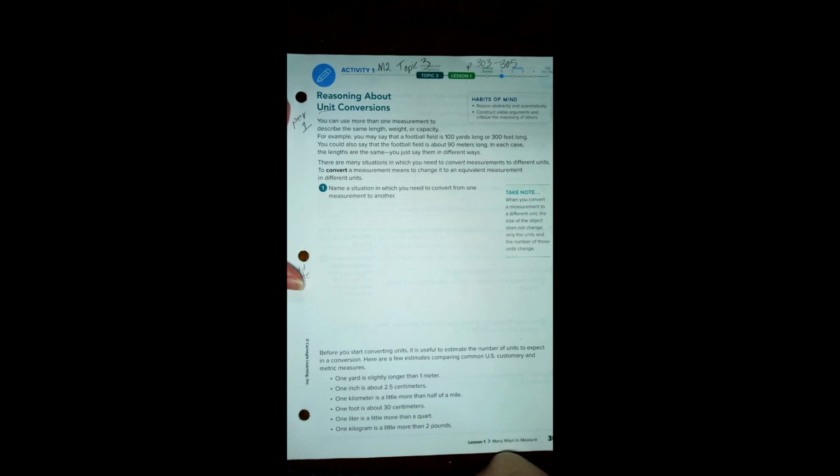Just like each of you might go by more than one name, you are still you. Maybe, like I'm Mrs. Harvey, I could be called Mom, I could be called Joella, I could be called a lot of different things. I'm still me. There are many situations in which you need to convert measurements to different units. To convert a measurement means to change it to an equal measurement in different units.